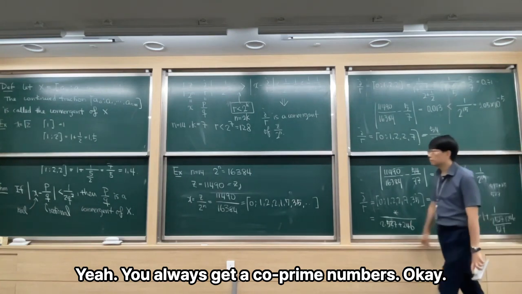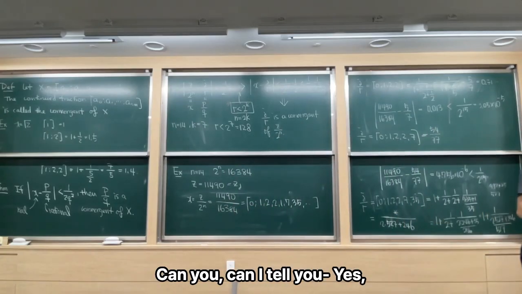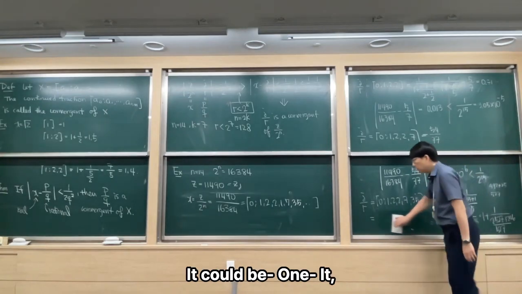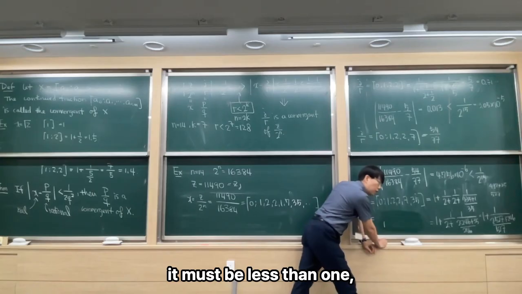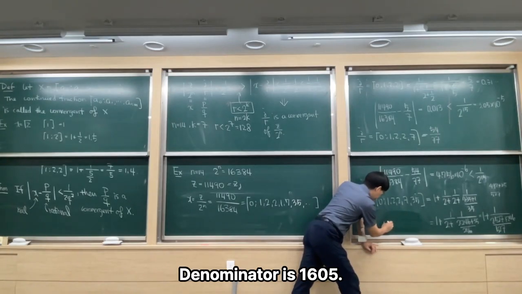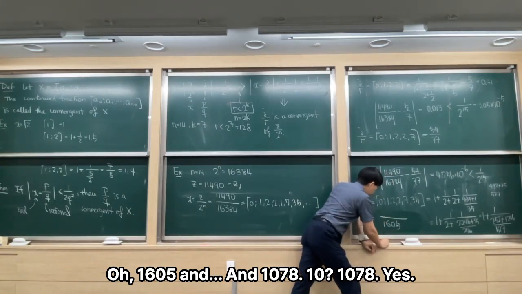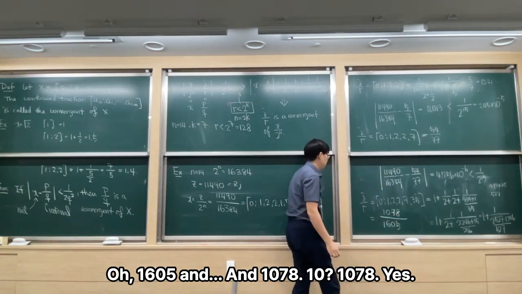Okay, so you have a question? Can I tell you a number? Okay, so what's the number? One. It must be less than one. So what's the denominator here? Denominator 1605. Oh, 1605 and 1078. 1078. Yes. Thank you.